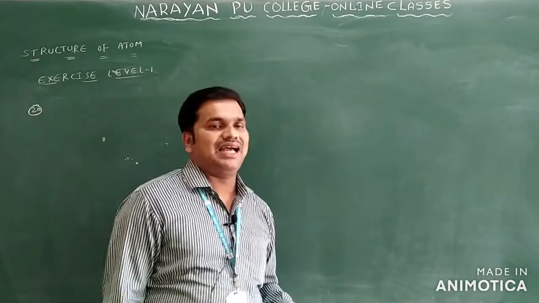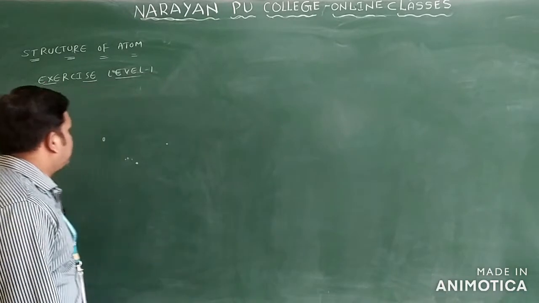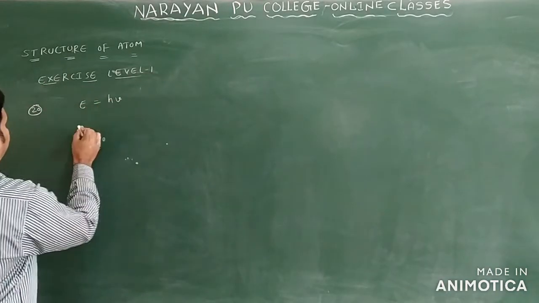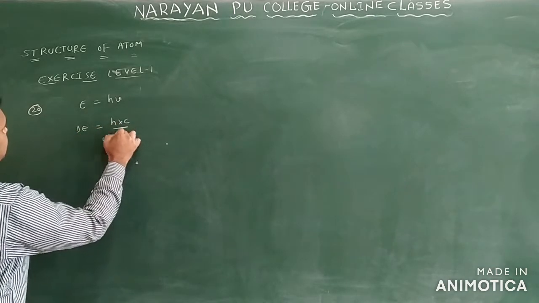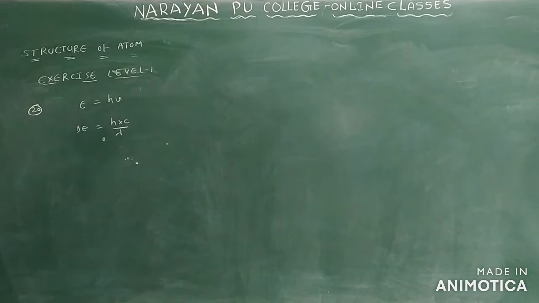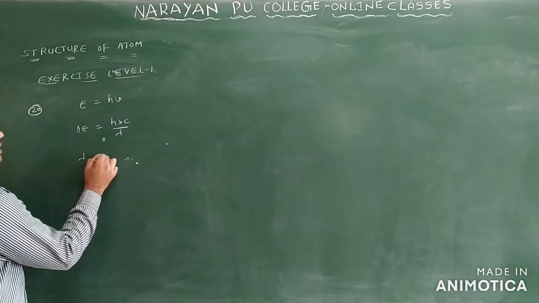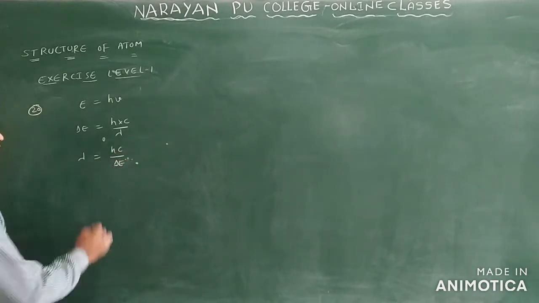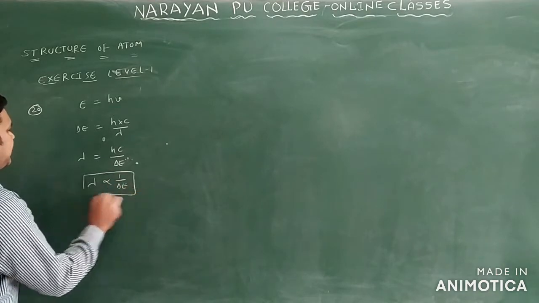If you take the relation between wavelength and energy, here E is equal to h nu. If we take the difference, delta E is equal to h into c by lambda, since frequency is c by lambda only. Now I can write lambda is equal to hc by delta E only. So what is the relation here? Lambda is inversely proportional to the change in energy only.